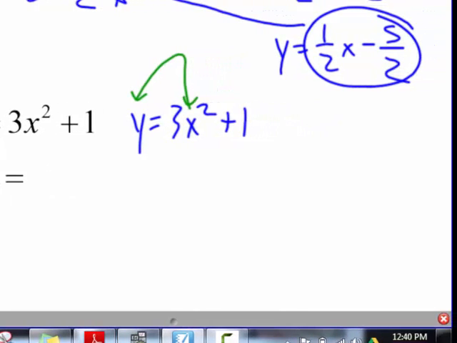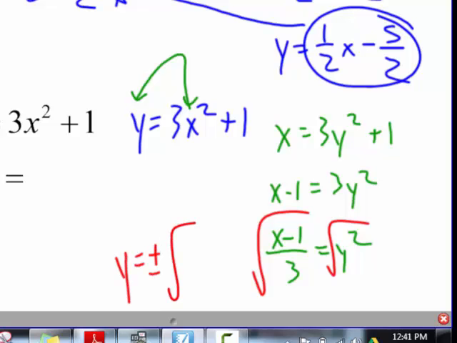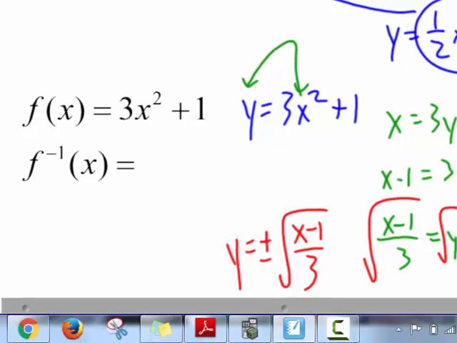flip-flop the spots. So I'd have x equals 3y squared plus 1. Subtract my 1 over. Divide by 3. And then two options. I could either take it to the 1/2 power, or I could square root the whole thing. So I'm going to square root because it's going to end up being plus or minus. So y would equal plus or minus radical x minus 1 over 3. There we go.